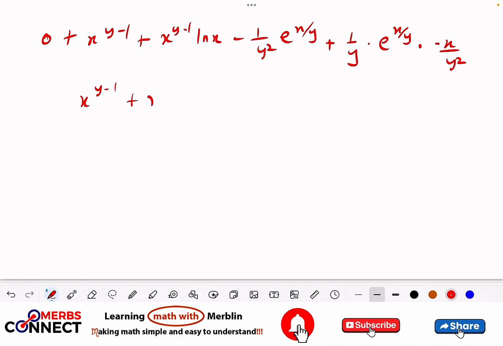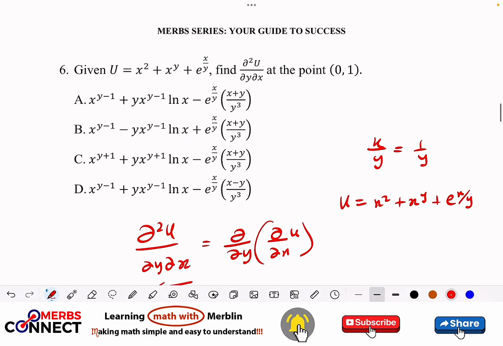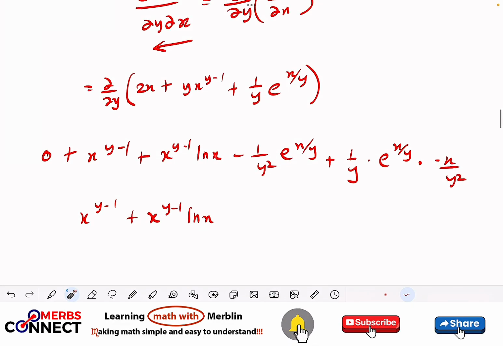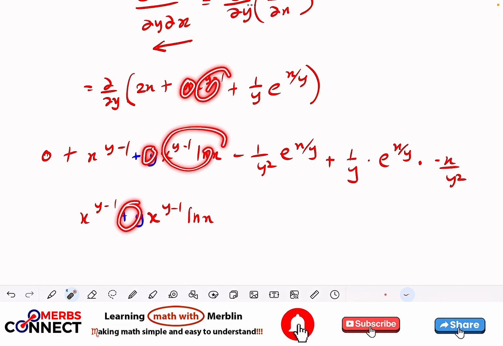So this plus x^(y-1) ln of x. Then look at the answer here. I think they've combined this one together, right? Good. Okay, I think I missed this one here. This one should be multiplied by y, right? Because we are dealing with the product rule. This one should be multiplied by y, because if I differentiate first with respect to y, I get this. But now I need to maintain y and differentiate this and get this. So this one should be multiplied by y.